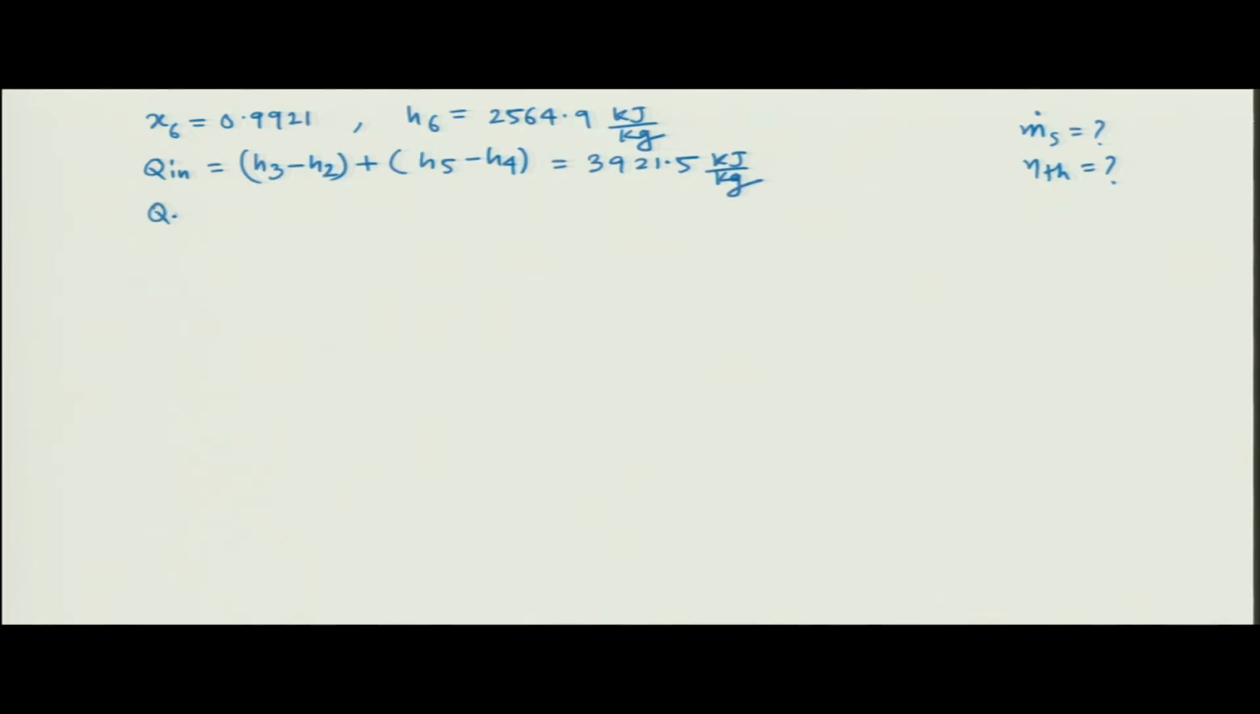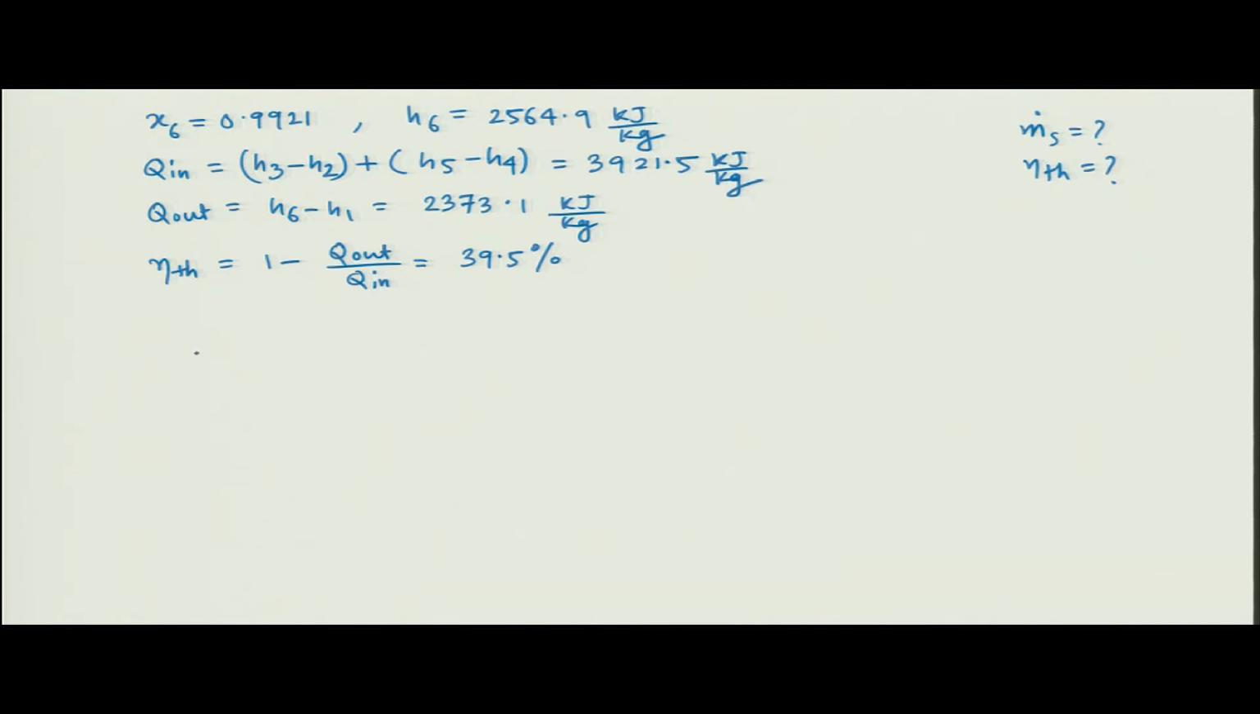Now, what is Q out? Q out is basically H6 minus H1, and that can be calculated as 2373.1 kilojoule per kg. Now, you can calculate the efficiency of the cycle easily. So, it will be 1 minus Q out upon Q in, and if you plug in the number, the efficiency will be 39.5%.